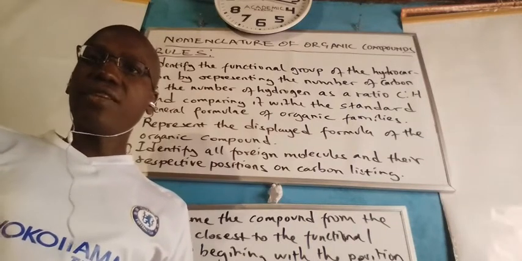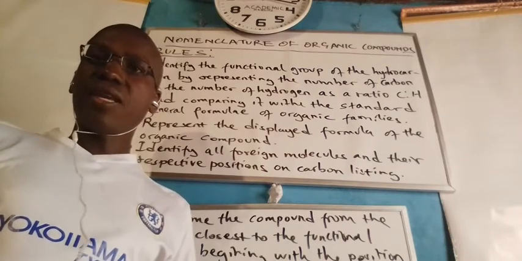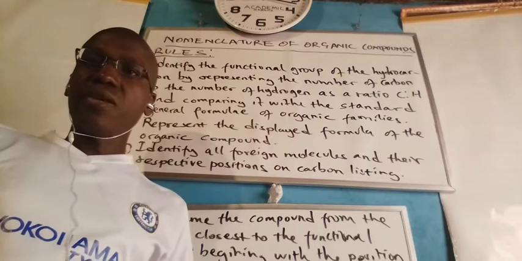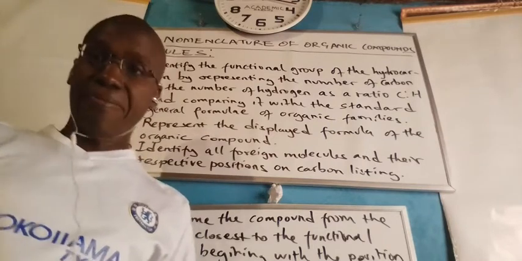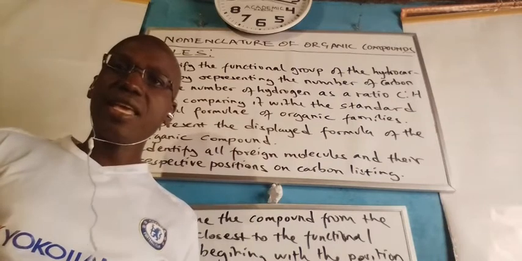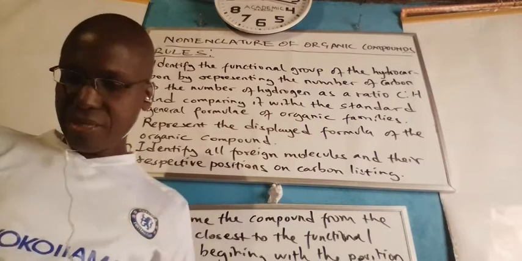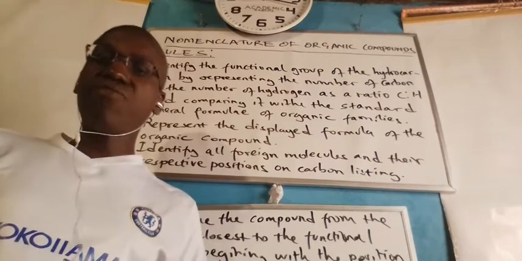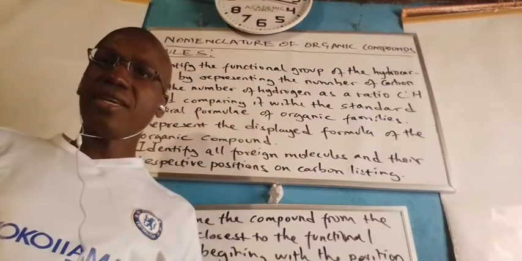So once you have identified the functional group of the organic molecule that you intend to name, you proceed to represent its displayed structural formula. By so representing this displayed structural formula, you will clearly be able to see the side in which the functional group is and the respective positions of each foreign molecule or species present in the structure.